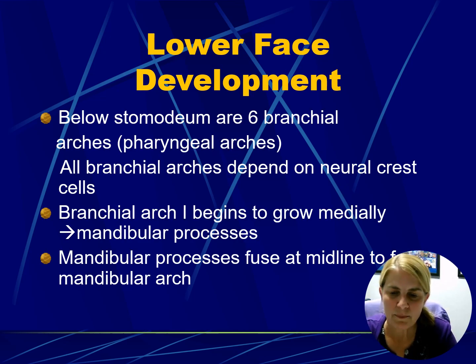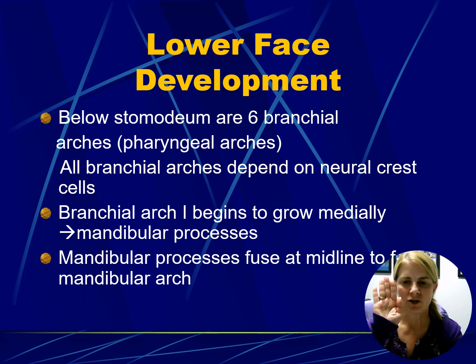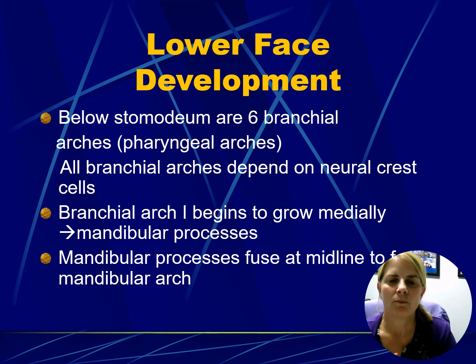The first step in facial development is the disintegration of the oral pharyngeal membrane. The second step is the lower face development. So below the stomodeum, and remember I said think about it just this open hole at the back of the mouth, in the throat area. Below the stomodeum that's going to start to grow anteriorly and inferiorly, there are 6 branchial arches or pharyngeal arches. These branchial arches depend on neural crest cells for everything to develop correctly, just like all of the head and neck and most of the teeth structures.